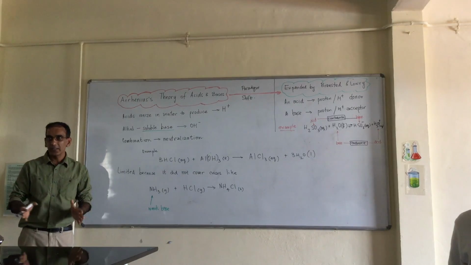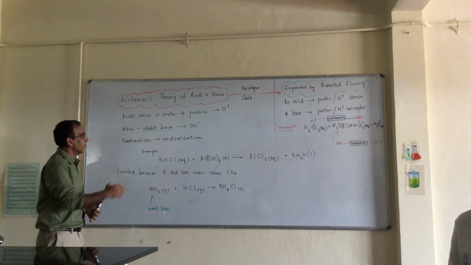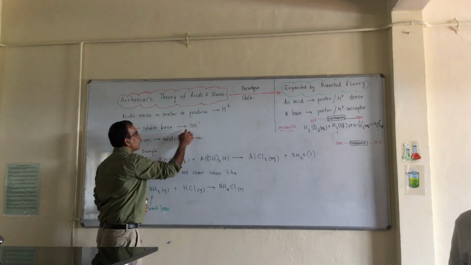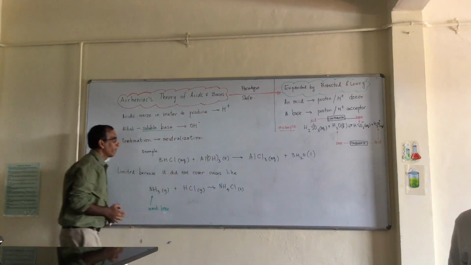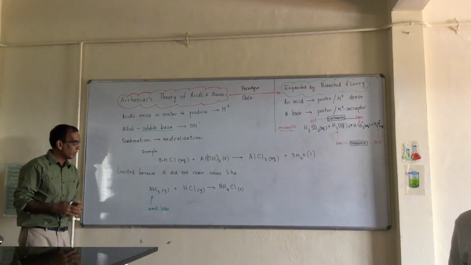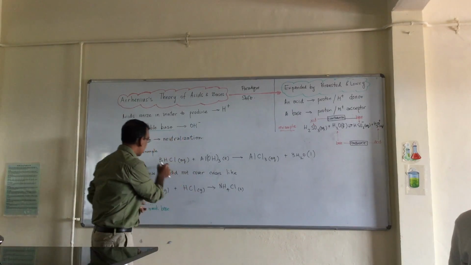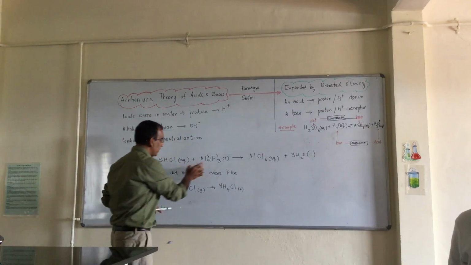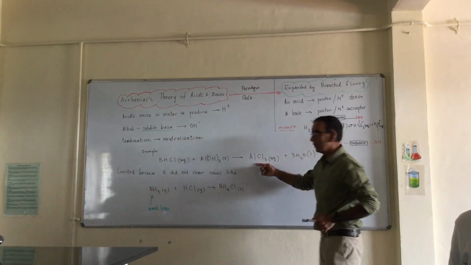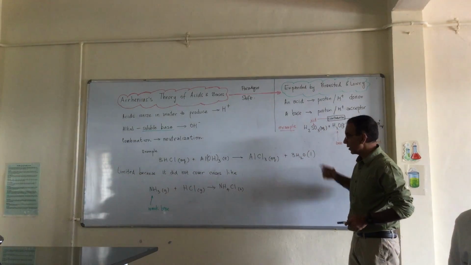Now all of that is correct. That is entirely correct, that bases produce this, acids produce that, and when they come together, you have neutralization. For example, like this: acid, hydrochloric acid, base, aluminum hydroxide, you get aluminum chloride, you get water.